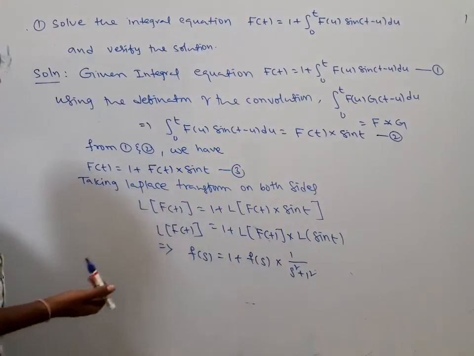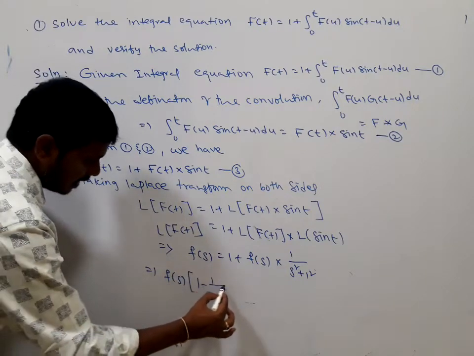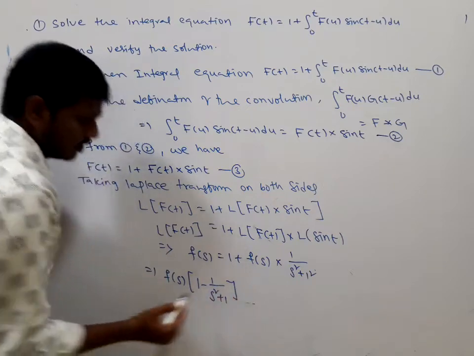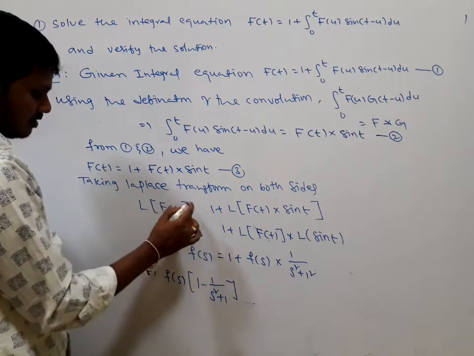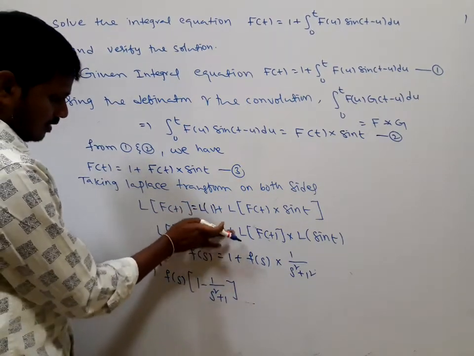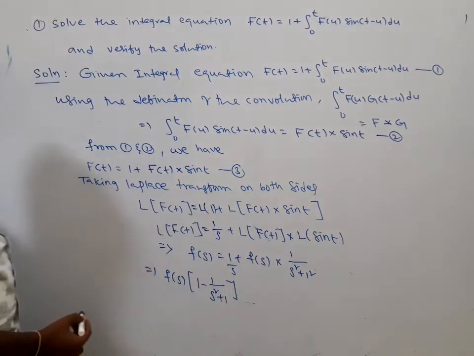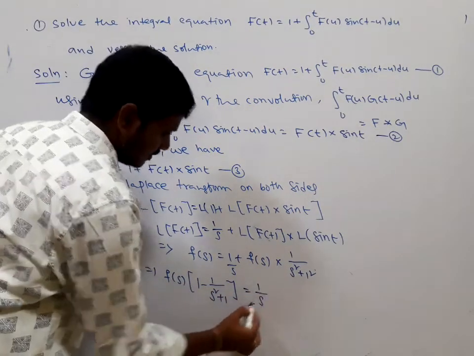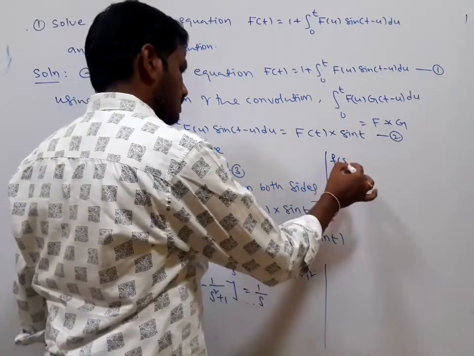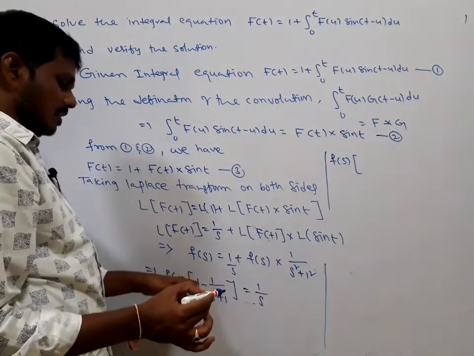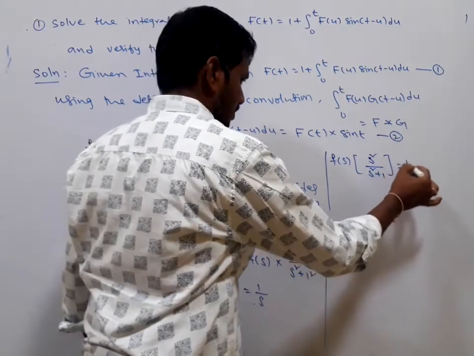You take the F(s) term to the left side, and the common F(s) is factored. Sorry, I made a mistake here. When taking the Laplace transform on both sides, you also get the Laplace transform of 1, which is 1 by s. Is it clear? That implies F(s) times (s squared plus 1 minus 1) divided by (s squared plus 1). The plus 1 and minus 1 cancel, so s squared divided by s squared plus 1 times F(s) is equal to 1 by s.